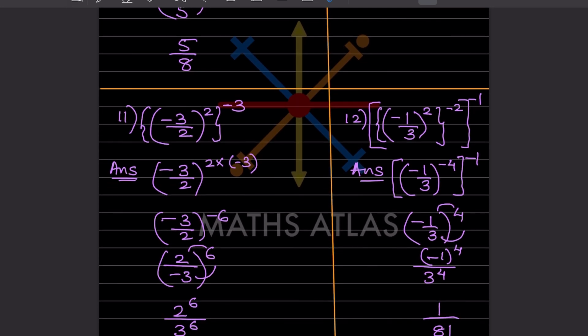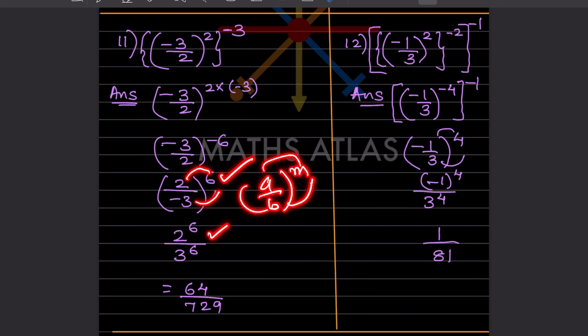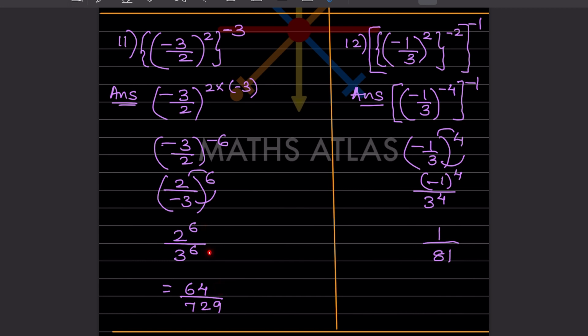Now look at here. First thing you have to do, you have to multiply this into this. This will remain the same. So when you multiply, you get minus 6. Now because this is negative, first thing you are going to make it positive. This doesn't matter, it can be the same. So here 2 by minus 3 will get flipped over and this becomes positive. Now you will again use that formula, a by b raised to m, that will be a raised to m, so same over here. When you multiply 2 six times, you will get 64. When you multiply 3 six times, you will get 729.